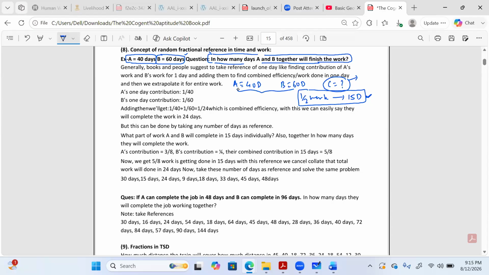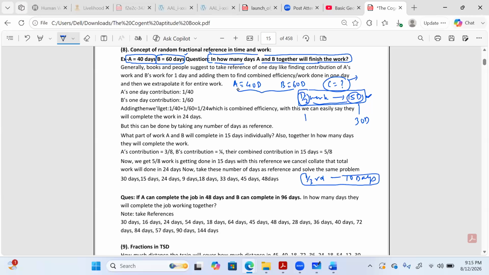30 days. Of course, 30 days. Since C is able to do half work in 15 days, so for full work, one work, you will do it in 30 days. The reference which I have given here for 15 days, I could have given you for 10 days, that C is doing one third job in 10 days. Then also you could tell that C will finish the job in 30 days.